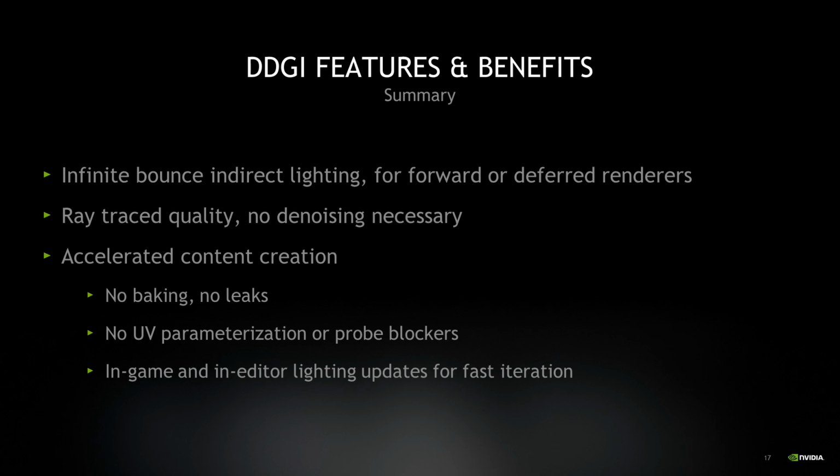To summarize, the DDGI algorithm brings several benefits to bear, including infinite bounce indirect lighting that works regardless of the design you've chosen for your renderer, ray-traced quality without a separate denoising step to manage, and accelerated content creation since you won't have to work around light leaks or wait for lighting to be baked into textures. No UV parameterizations or probe blockers are necessary either. Overall, these benefits should decrease iteration time and increase the quality of the final image.